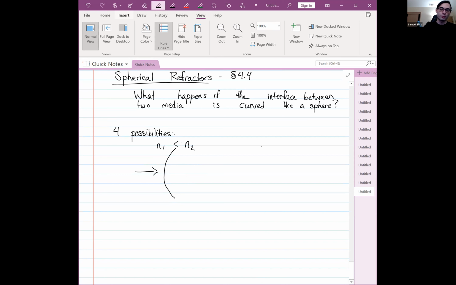Another example would be the same thing, but with the indices of refraction reversed. You have the same shape, you still have light coming from the left, but now N1 is greater than N2. This would be a good example: a really big bubble of air in the ocean. You have an object in the water, and that light is going to pass that bubble. The bubble of air is spherically symmetric, and the air inside has a smaller index of refraction.